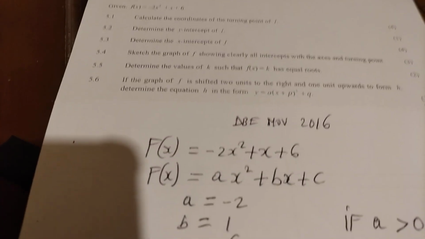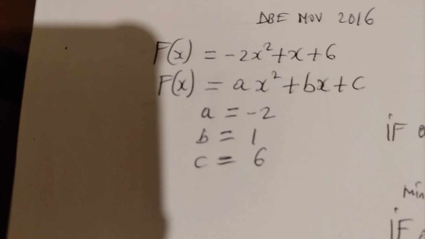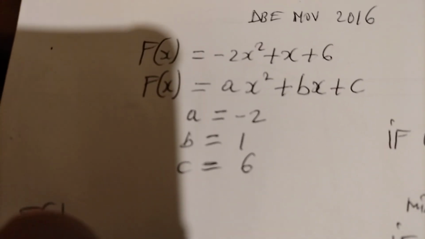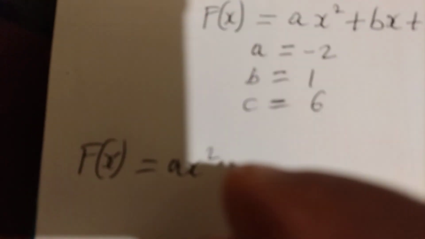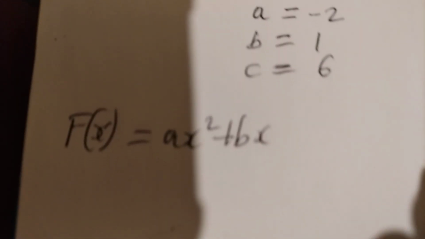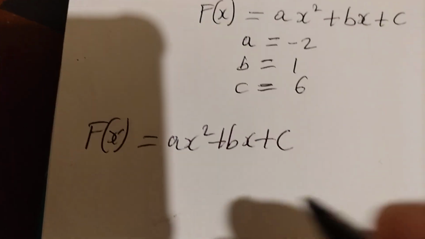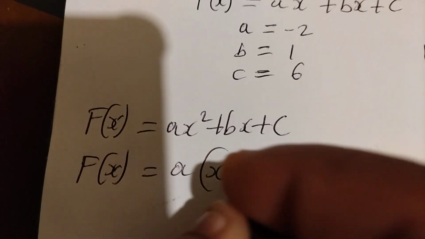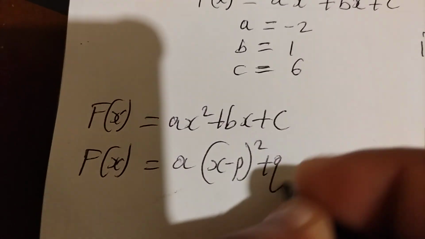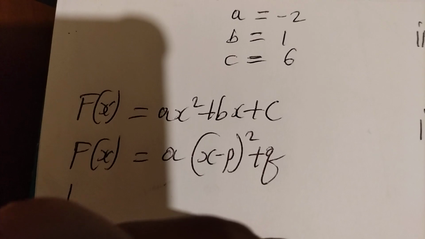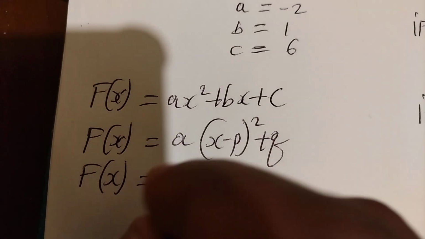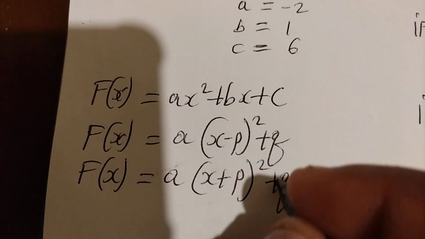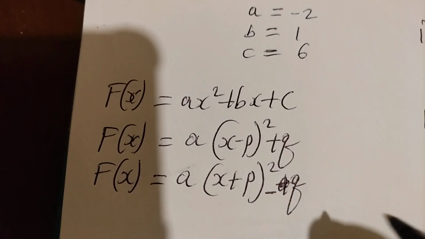I also need to explain something here. There are two forms of this graph, although I've already indicated the first one. Let me explain again. f(x) is expressed in terms of ax² + bx + c. Secondly, f(x) is expressed in terms of a(x - p)² + q. Then I'm going to repeat this: f(x) is expressed in terms of a(x + p)², and then, sorry, here I want to use minus, then minus q.